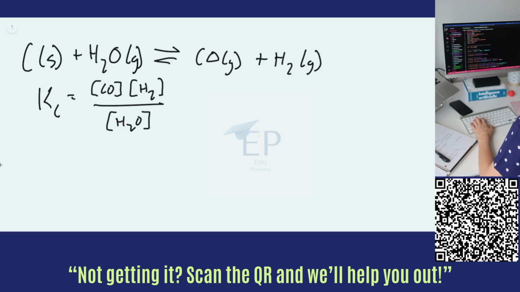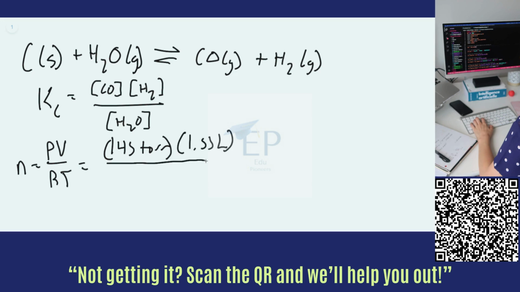And so the first thing we can do is find the molarity of water, and we do that by doing the ideal gas law, PV over RT. And so we're given a pressure of 145 torr, multiply that by our volume, 1.55 liters, divide that by our gas constant, which in this case is 62.36367, and that's in liter torr per mole Kelvin, and that is just to cancel out our other units, and then multiply that by our temperature, 700 Kelvin.